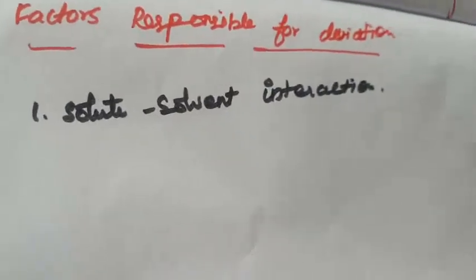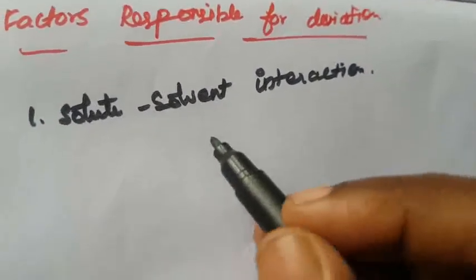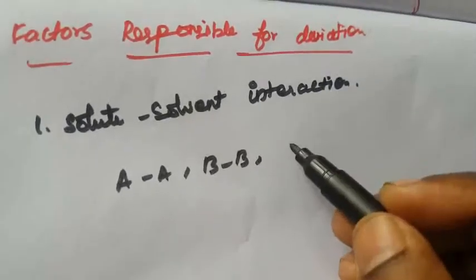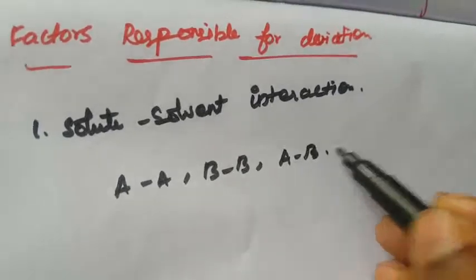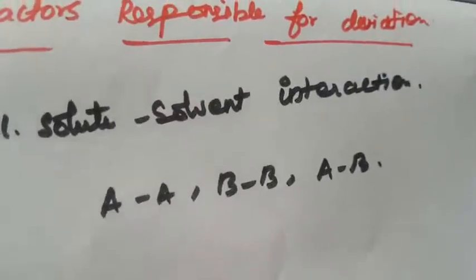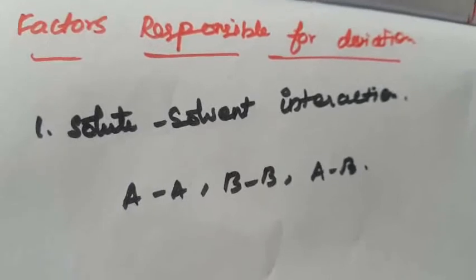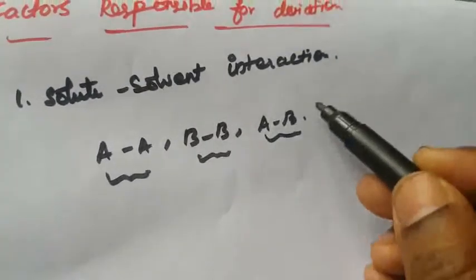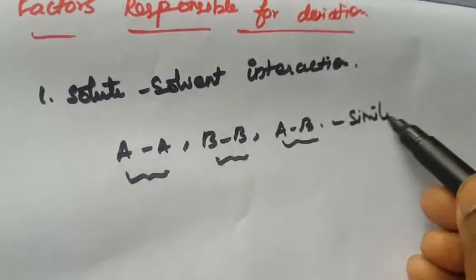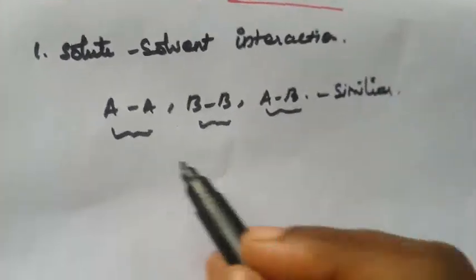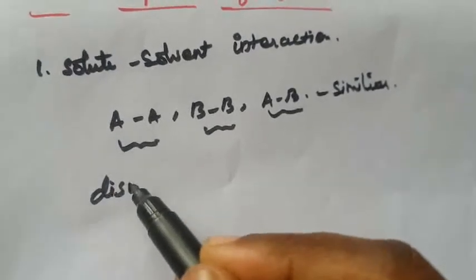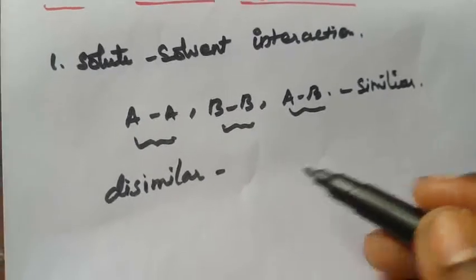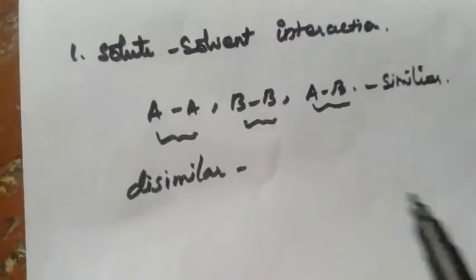For an ideal solution, the interactions between the solvent molecules, that is AA, BB, and between the solvent and solute, AB, are expected to be similar. If these interactions are dissimilar, there will be a deviation from the ideal behavior. Okay, so this is the first one.